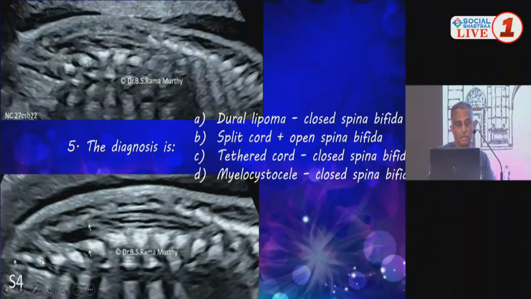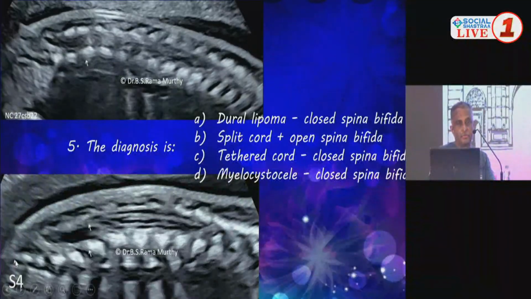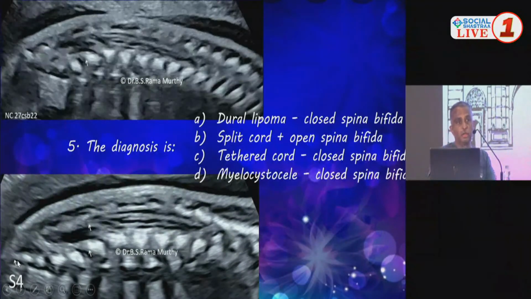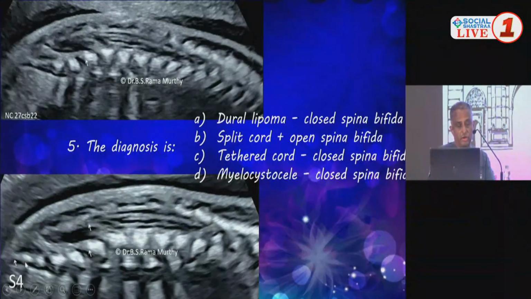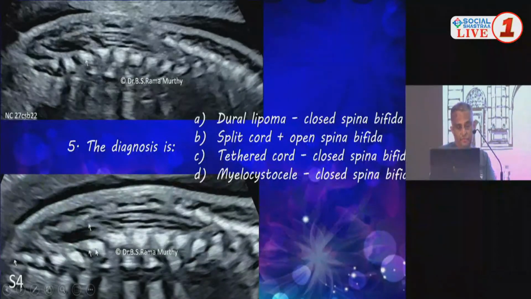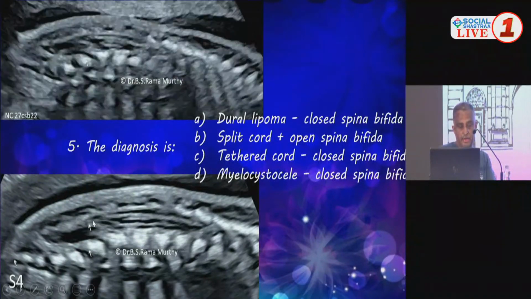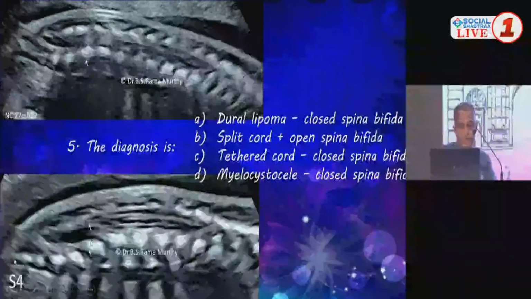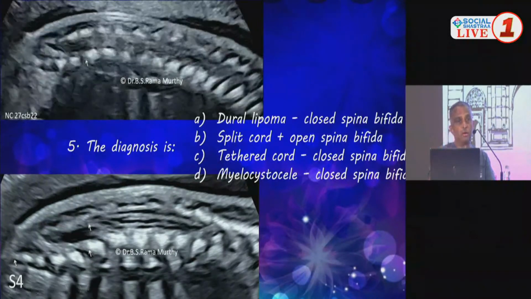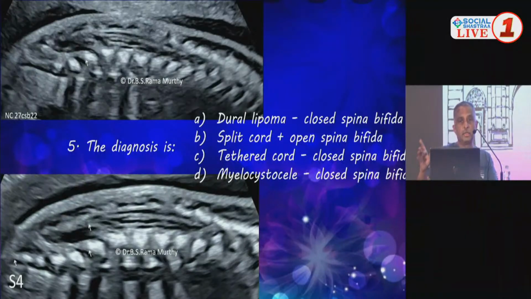Now, why is the cord tethered? And that is where these landmarks are going to help us. Remember, in the second trimester, the last sacral segment to be ossified is S4. So when you count from below, this is S4, S3, S2, S1. This is L5, L4, and you can see the spinal cord and the conus medullaris reaching up to almost the middle of L4. Any conus level below the lower border of L3 in the second trimester is tethered cord.